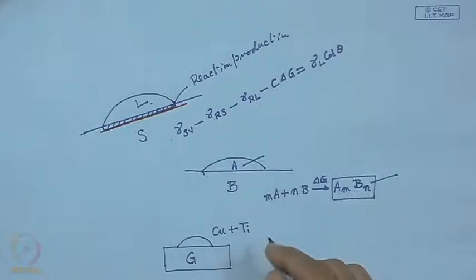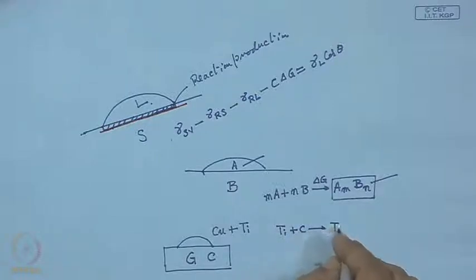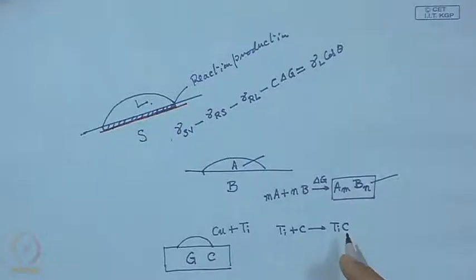However, since it is a source of carbon, obviously we expect titanium and carbon to form TiC. So, that is the reaction, and at a favorable temperature, it is expected that this titanium can react with carbon, making titanium carbide. However, this titanium carbide cannot provide any wettability towards copper. So, this is a stoichiometric titanium carbide. So, this stoichiometry will not help.